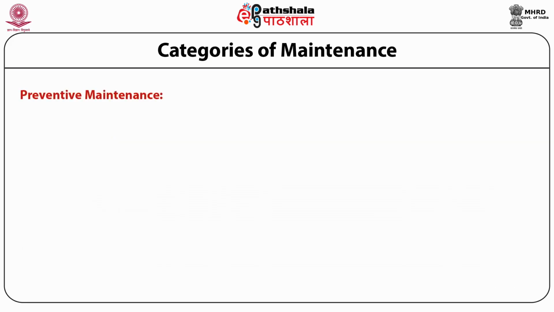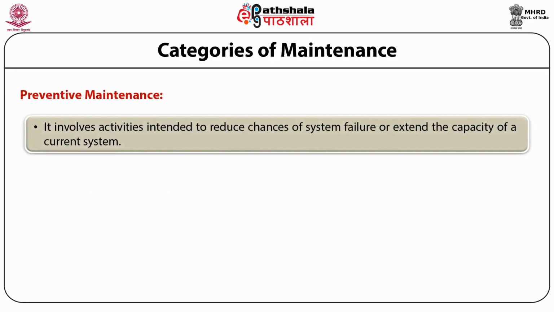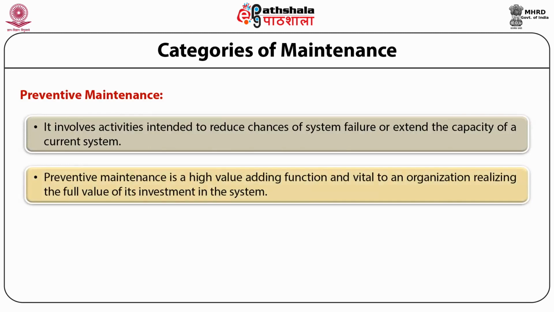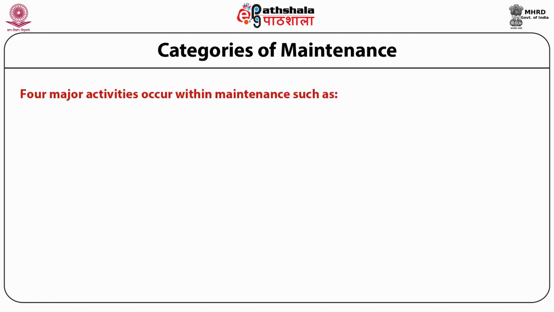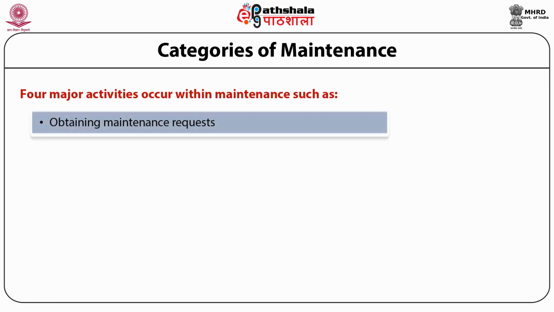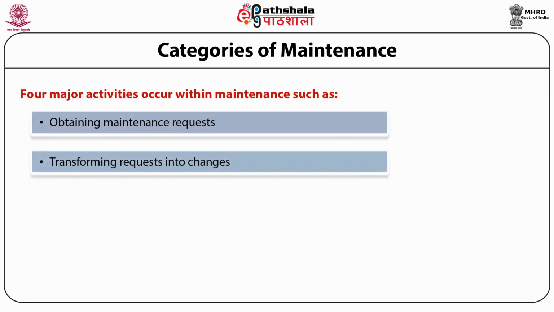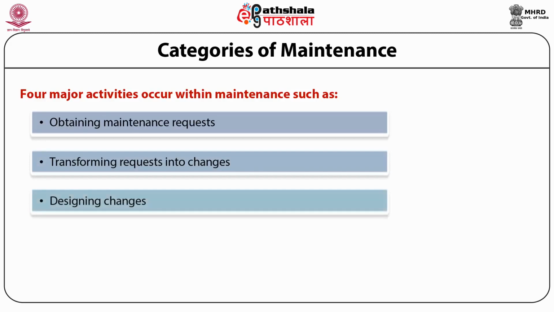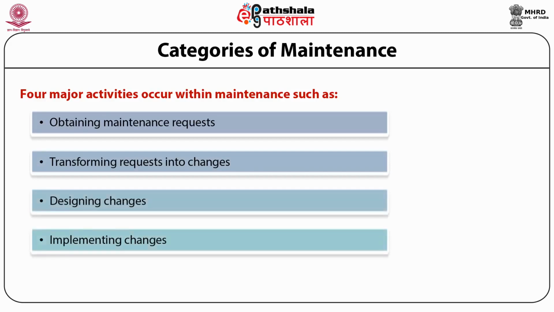Preventive maintenance. It involves activities intended to reduce chances of system failure or extend the capacity of a current system. Preventive maintenance is a high value adding function and vital to the organization realizing full value of the investment in the system. The major activities that occur within maintenance are obtaining the maintenance request, transforming the request into changes, designing the changes, and implementing the changes.